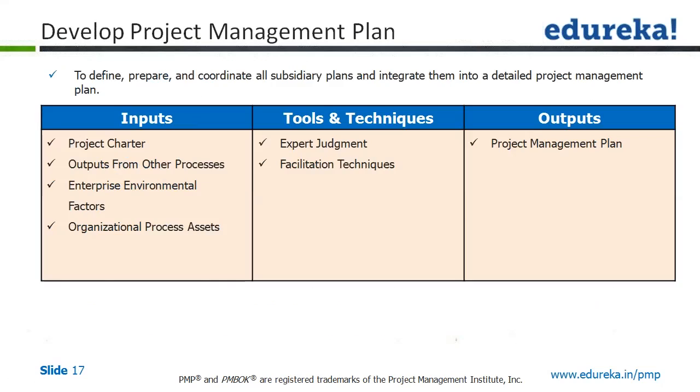Let me move on to the second process, which is develop project management plan. And one key point you should start taking note of: the output from the previous process is actually being fed as an input to this process. The output of the previous process was project charter. Now you need to correlate this with what I was sharing with you yesterday, that develop project charter results in a project charter. So the output of develop project charter was project charter.